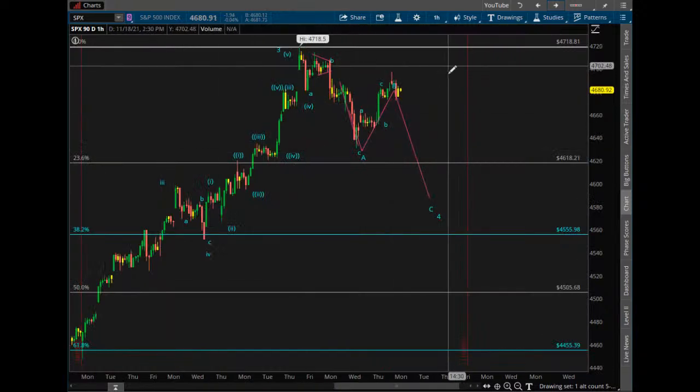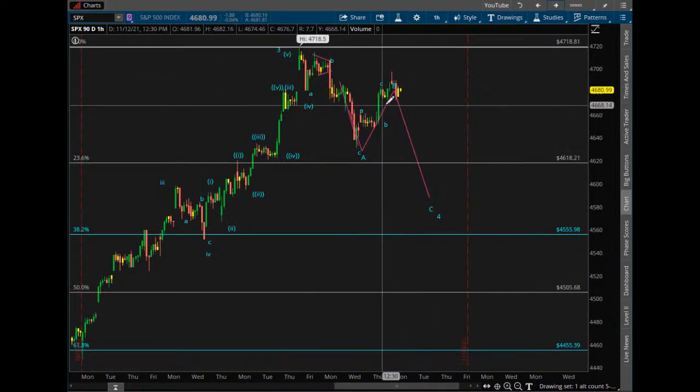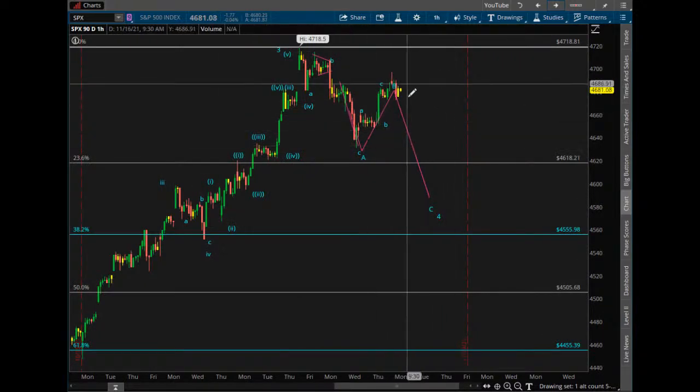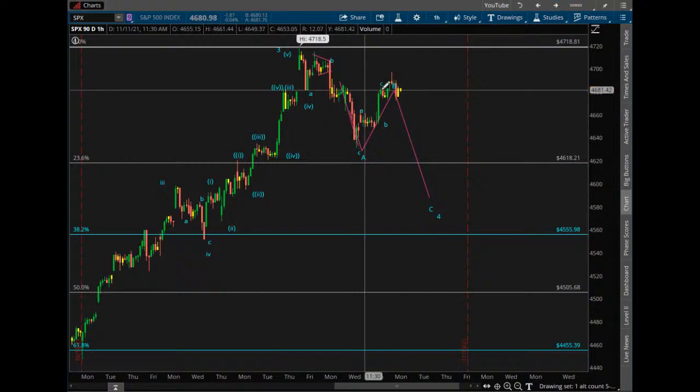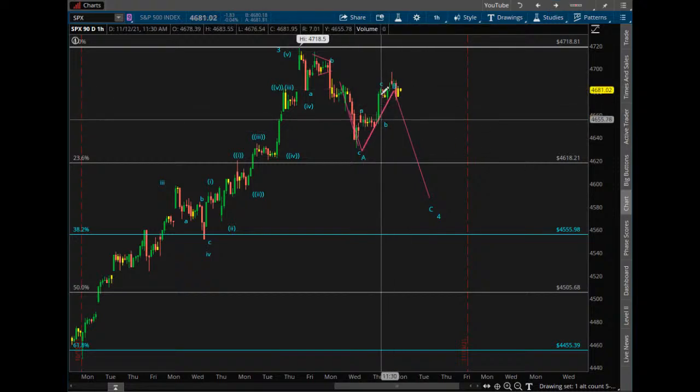So does it have anything to do with this ABC move right here? It is possible, guys. If you zoom in, one of the things we're looking at is clearly an impulsive move that we saw happening on the SPX. Last week we got a big push up here, kind of out of nowhere, but we weren't surprised, right?